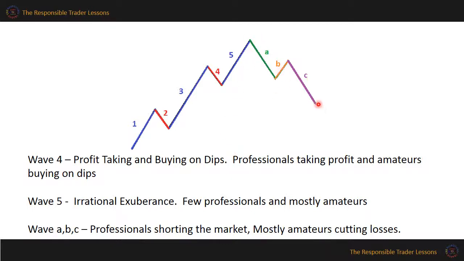Waves A, B, and C signal the beginning of the bear market. Wave A represents the beginning of the new bear market. This is driven by different behavior from professionals and amateurs. Professionals have either exited their positions or short sell in an attempt to establish a position as close to the top. On the other hand, amateurs are buying, thinking that this is just another retracement, another buying opportunity.